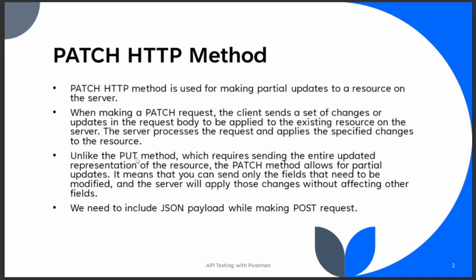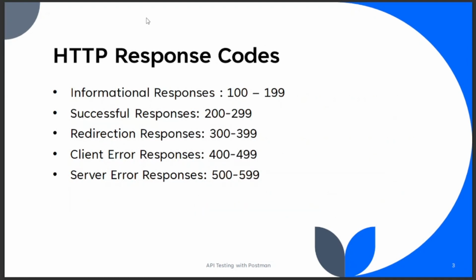So the difference between PUT and PATCH is that PUT will entirely update the whole resource, but PATCH will allow us to do a partial update. That is the main difference between PUT and PATCH. Here also the request and response will be in JSON format, and these are the standard response codes. If it is successful, it would be in this range, and if there is an error, client or server error, it would be in these ranges.